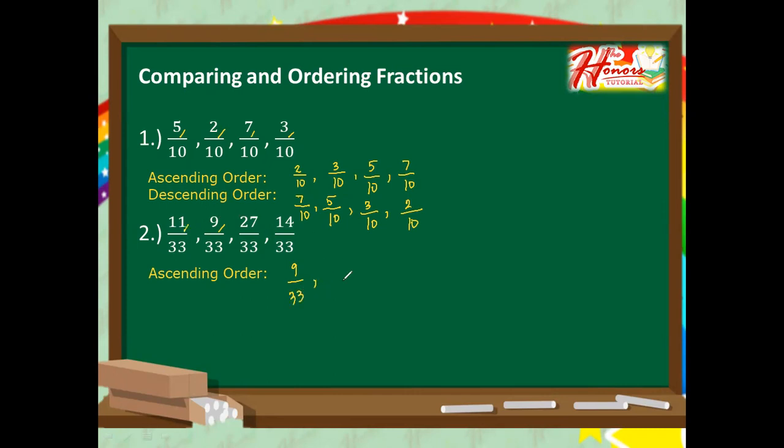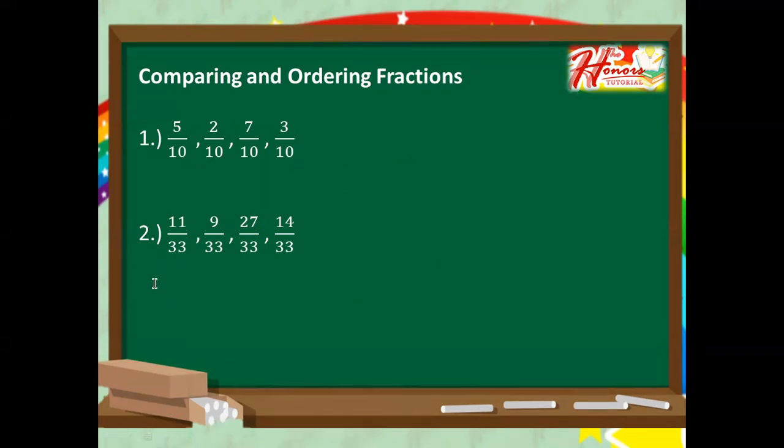11 over 33. And then we have here 14 over 33. And then we have here 27 over 33. Don't forget to start with the least number. So that is for ascending order. So now let us have the descending order for number 2.